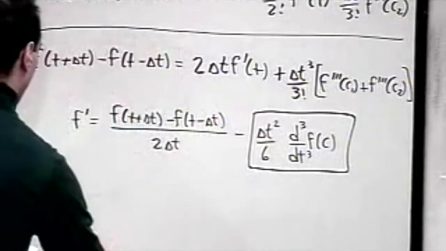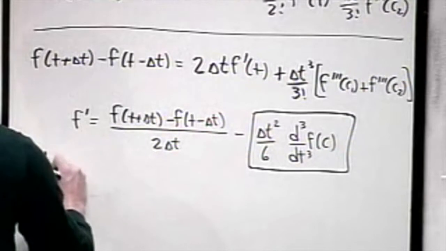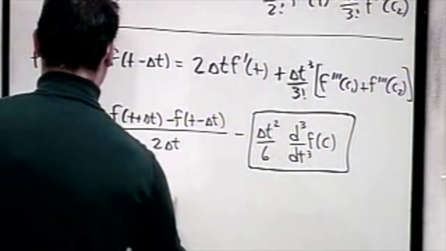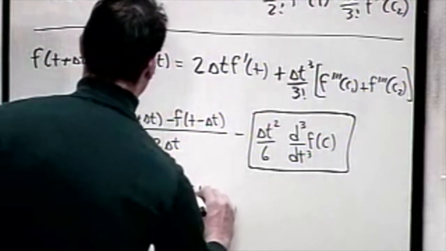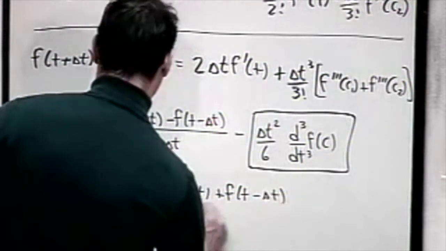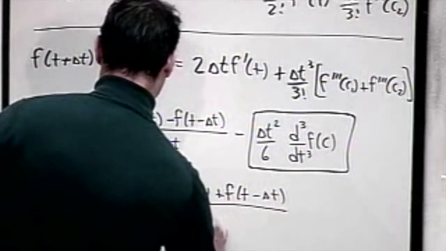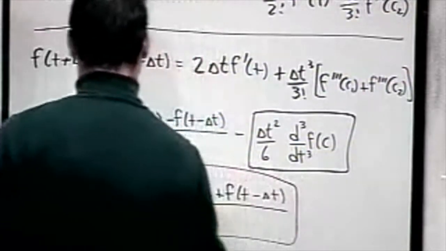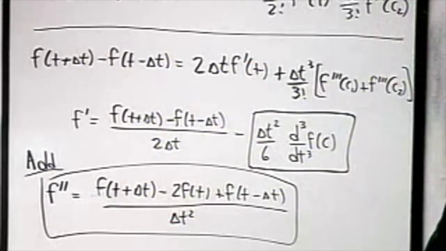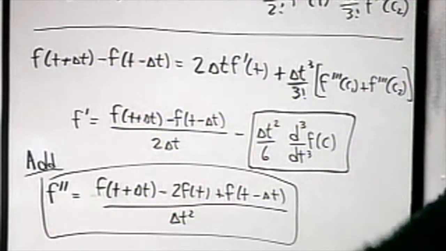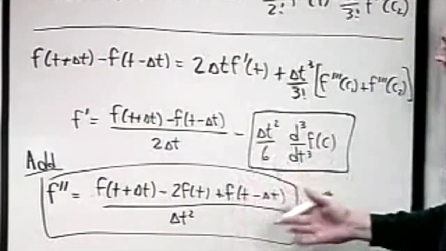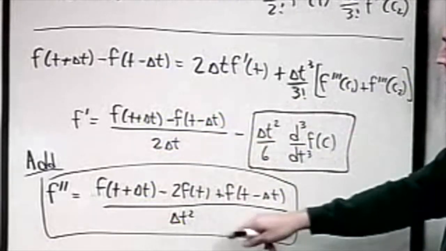If you add, here's what you'd get. F double prime is equal to f of t plus delta t minus 2 f of t plus f of t minus delta t, all over delta t squared, plus some truncation. Wait a minute, there's an approximation for the second derivative. All I did was take these 2 formulas, which are exact, and added and subtracted them. I now have an approximation for the first derivative. I have an approximation for the second derivative.